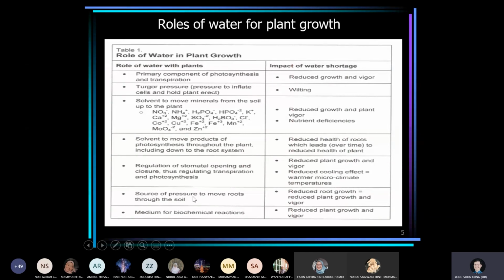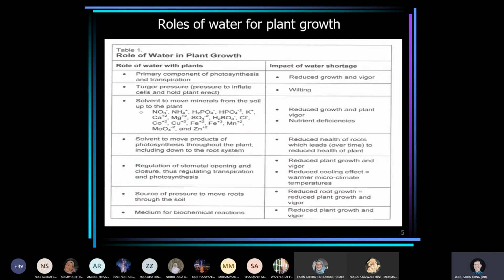Okay, next one is source of pressure to move roots through the soil. So apart from the leaves and the stem of the plants, the roots, as part of the plants, also move due to the different pressure exerted by different amounts of water in the plants. If the roots want to extend, then the internal pressure has to be increased. So the plants will pump more water into the roots so they can extend.